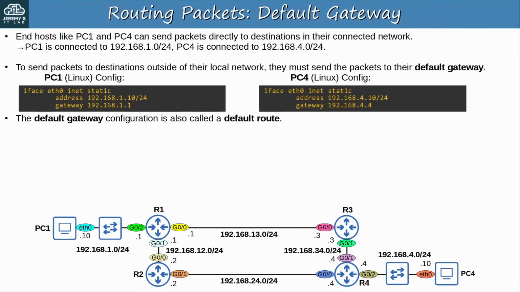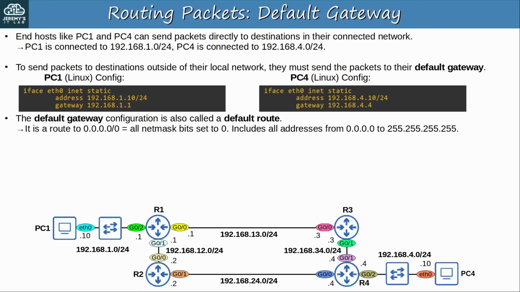The default gateway configuration is also called a default route. Basically, it's a route to 0.0.0.0/0. All netmask bits are set to 0. None of the bits in the address are fixed. 0.0.0.0/0 includes all addresses from 0.0.0.0 to 255.255.255.255. It's a route that includes everything.